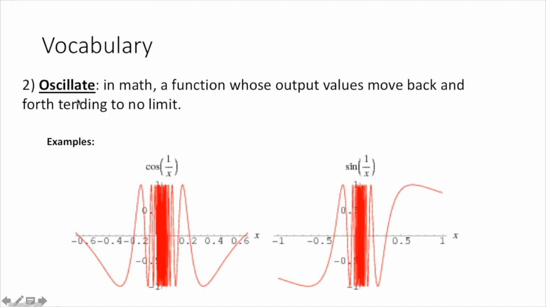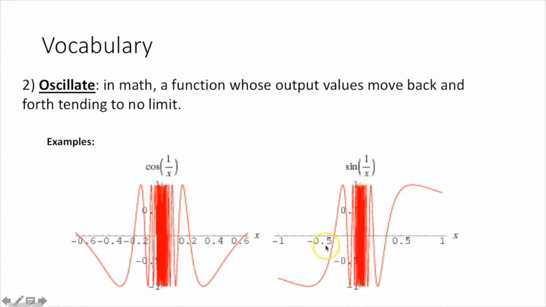Second vocabulary term is oscillate. So in math, that would be a function whose output values move back and forth, tending to no limit. So here we have cosine of 1 over x, and you can see that it oscillates between 1 and negative 1, and it doesn't get any closer to a particular y value as it gets closer and closer to 0. It actually just keeps bouncing back and forth, meaning that it technically does not have a limit as x approaches 0.